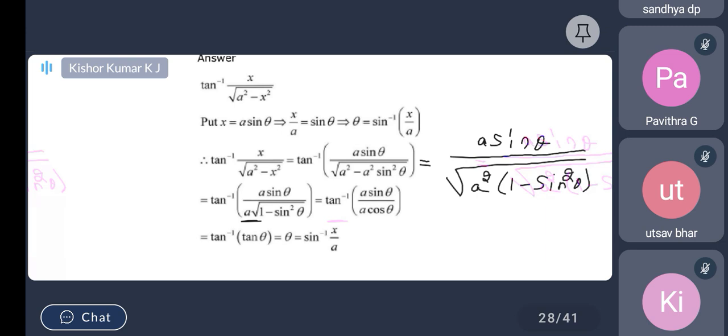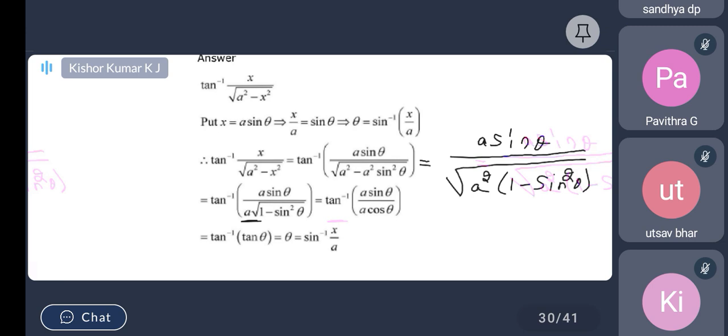I hope all of you understood how we got this a. Within the square root, a square is common. After taking the common, take that a square outside the square root, it becomes a, because square and root we can cancel here. One more thing: square root of 1 minus sin square theta.